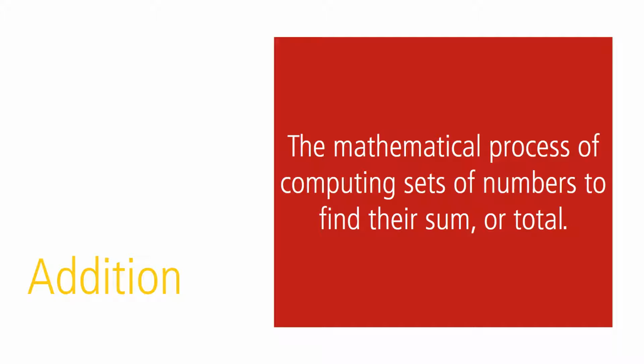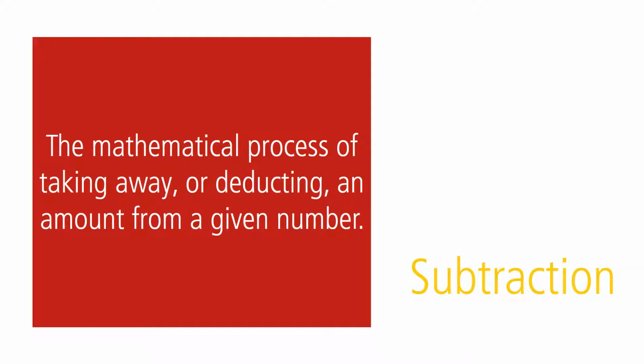Addition is the mathematical process of computing sets of numbers to find their sum or total. The result or answer of the addition is known as the sum, total, or amount. The plus symbol represents addition and is called the plus sign. Subtraction is the mathematical computation of taking away or deducting an amount from a given number. Subtraction is the opposite of addition. The amount we are subtracting from the original number is subtracted, and the answer is the difference, sometimes called the remainder, although difference is preferred. The minus symbol represents subtraction and is called the minus sign.